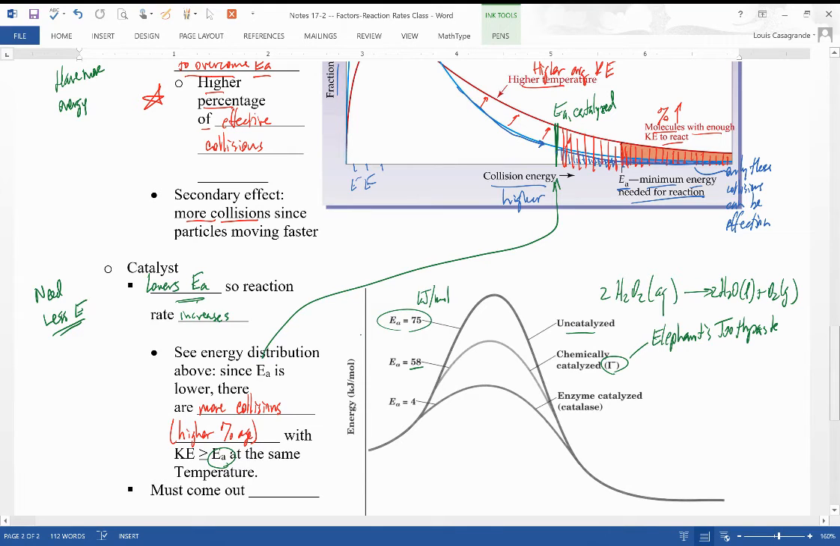We need less kinetic energy. I should specify, let's put a K in front of there. Need less kinetic energy to react. So that's one thing about catalysts.